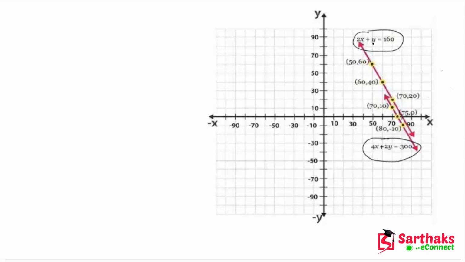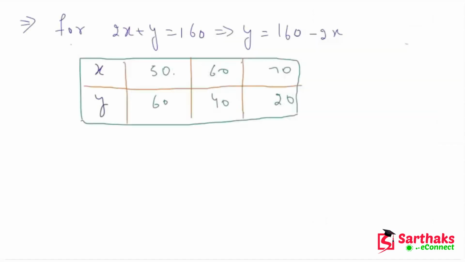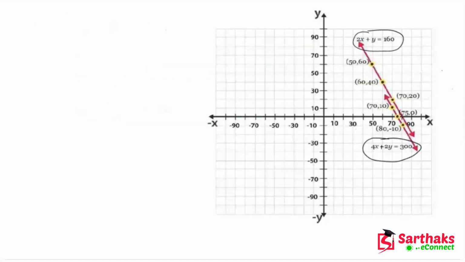So now, for 2x plus y is equal to 160, we have the point x is 50 and y is 60. So here, you can see that x is 50 and y is 60. The x coordinate is 50 and the y coordinate is what?